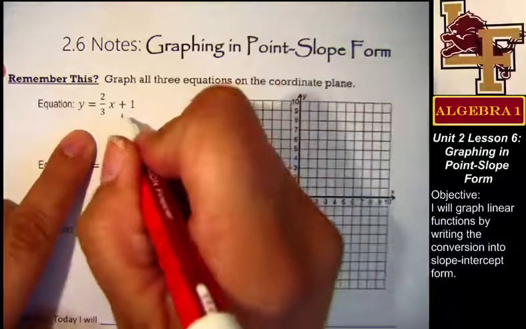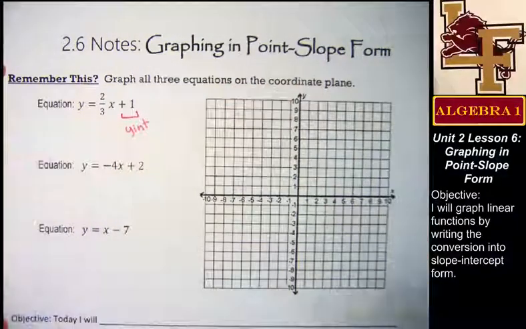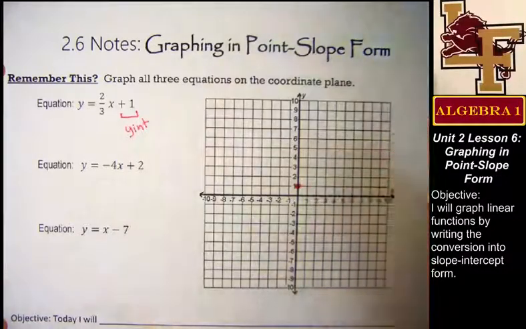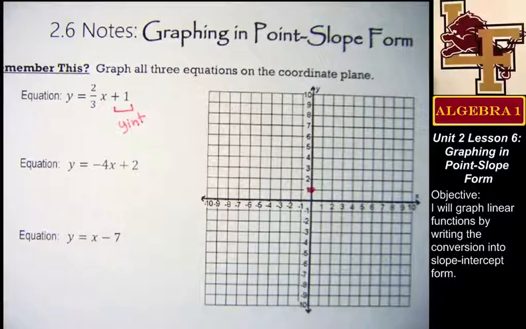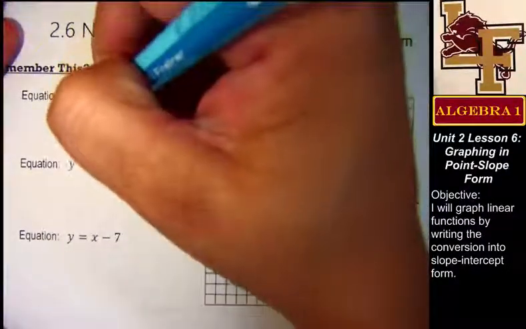This is the y-intercept. The biggest error that I saw here is that many of the errors were graphing this on the x-axis. Don't. It should be graphed on the y-axis. So +1 on the y-axis is right here. Now that I've graphed the y-intercept on the y-axis, we're going to grab the slope.